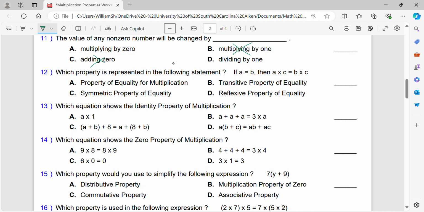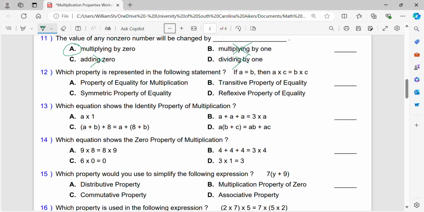What happens if I divide by 1? If I divide any number by 1, if I divide 111 by 1, it still stays 111, so it doesn't change. The only thing that makes it change here is multiplying by 0.